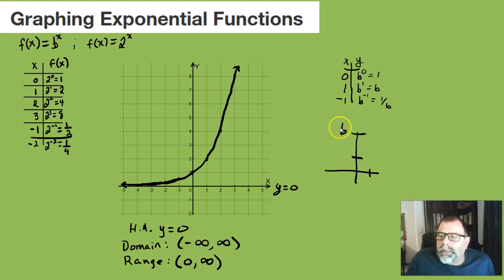So whatever b is, we go 0, 1, 1, whatever b is. So if it's 2, 3, 4, whatever, we're going to go 1 to whatever the base is, and then 1 over the base. And it's going to have that exponential growth curve, basically like this. Okay, so let's look at Desmos, and I can show you that real time.